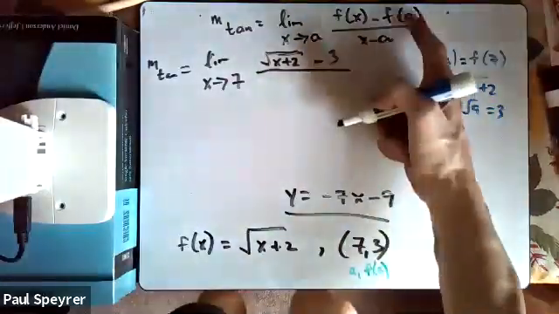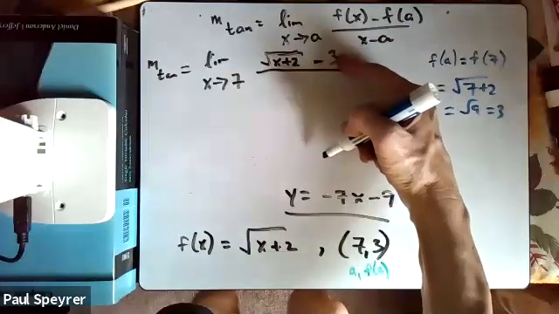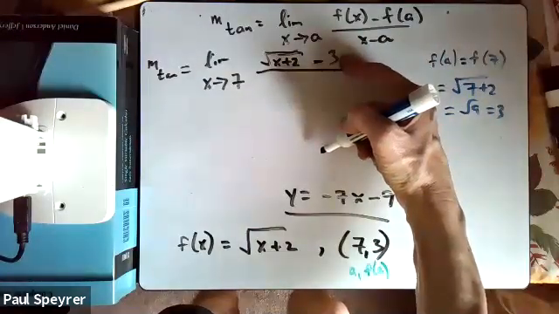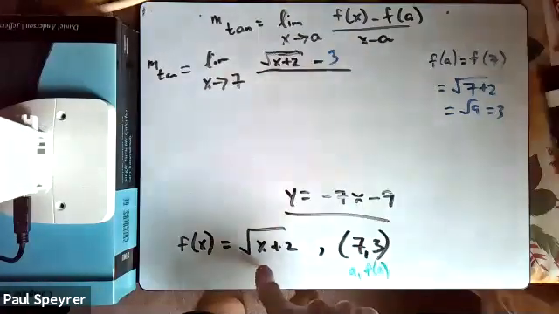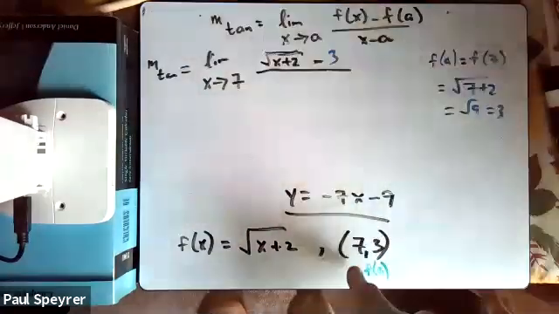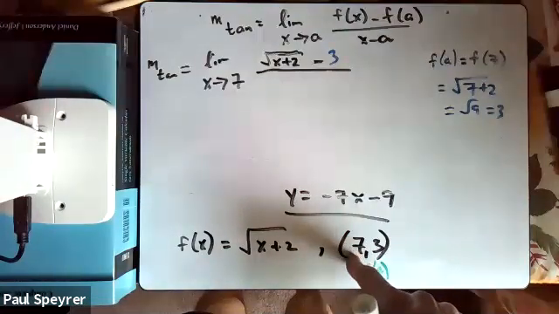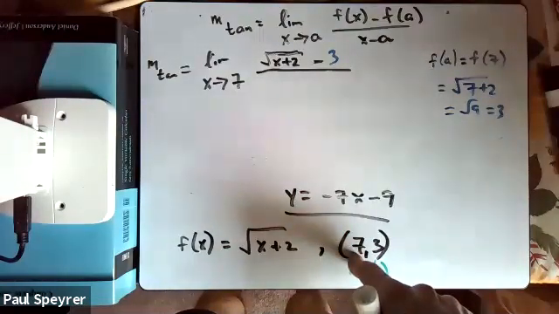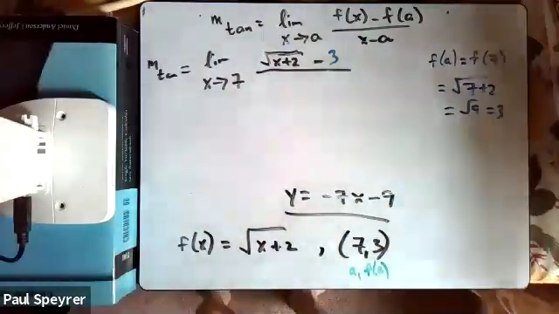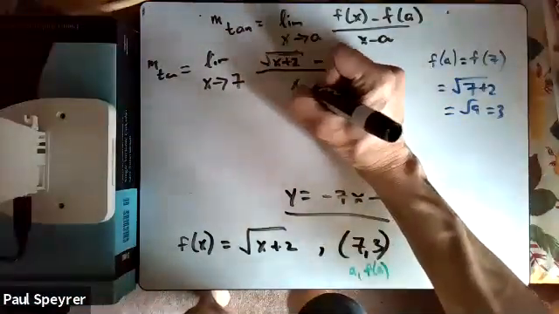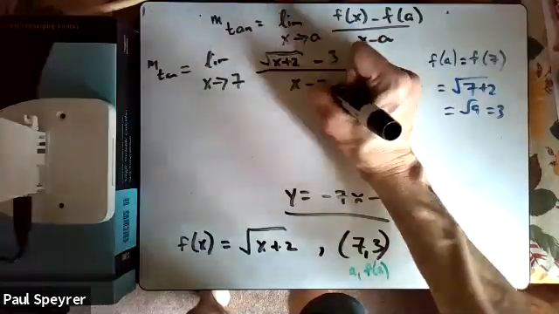Whenever y'all do that f of a part, you should never be left with variables for this f of a because you're always taking f of some number. So you're always plugging a number into your function. Remember, that number is just the x value, right? It's the a, or it's the first number they give you from your point. In our denominator, we have x minus 7.